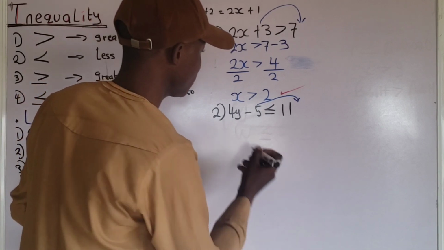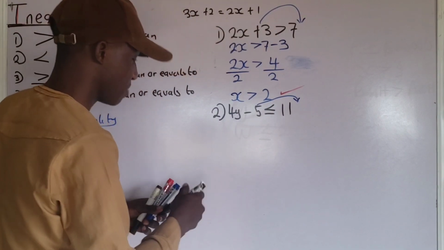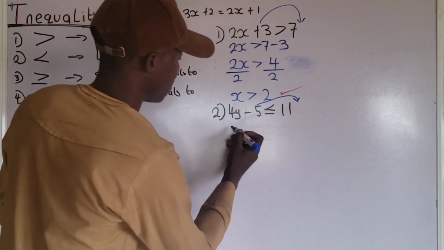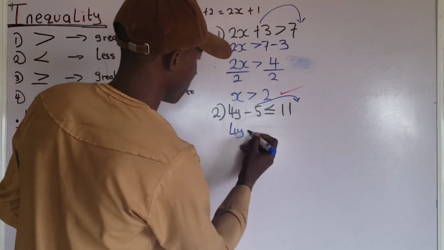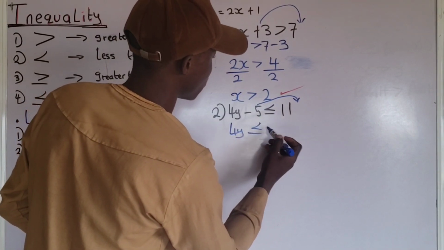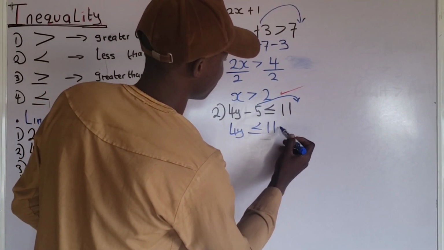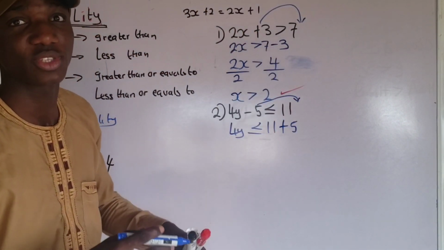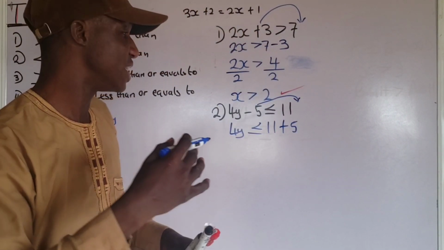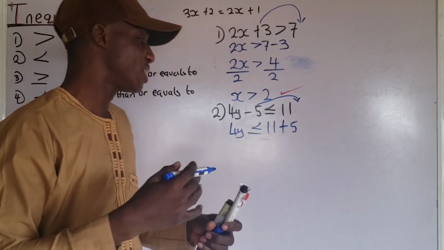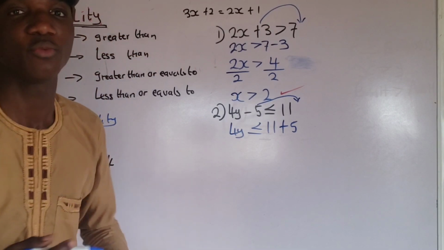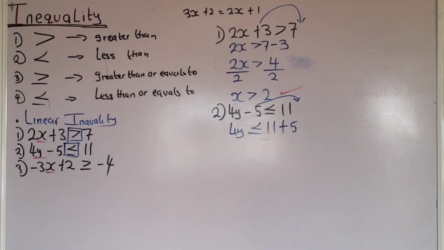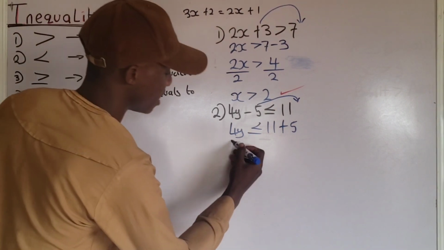Now, here I'm going to have, okay, let me use the blue pen. 4y is less than or equal to 11 plus 5, because if this negative 5 crosses the equals sign to the right-hand side of the equation, the sign will change to positive. So that is why I have positive 5. And 11 plus 5 is what? 11 plus 5 is 16.